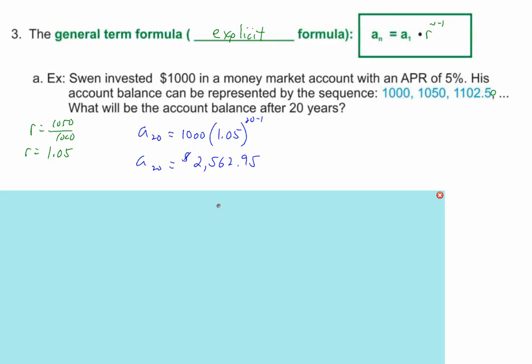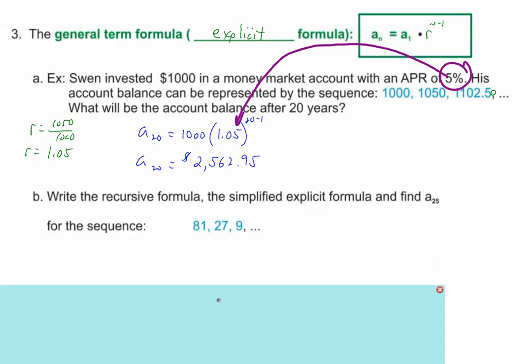What is the correlation between the APR and the r value? See any connection between the APR and the r value? That is a direct correlation. 5% is going to give you 1.05.